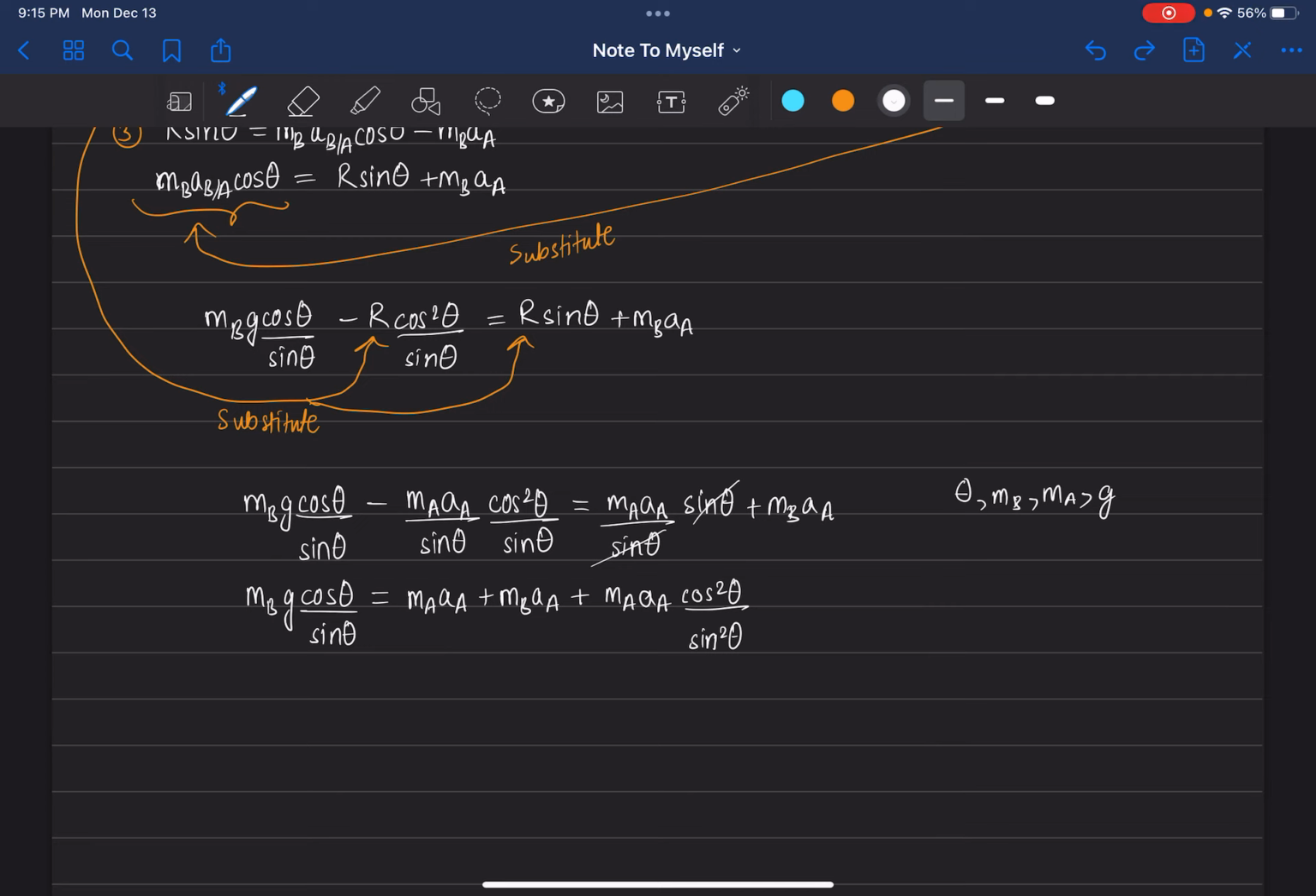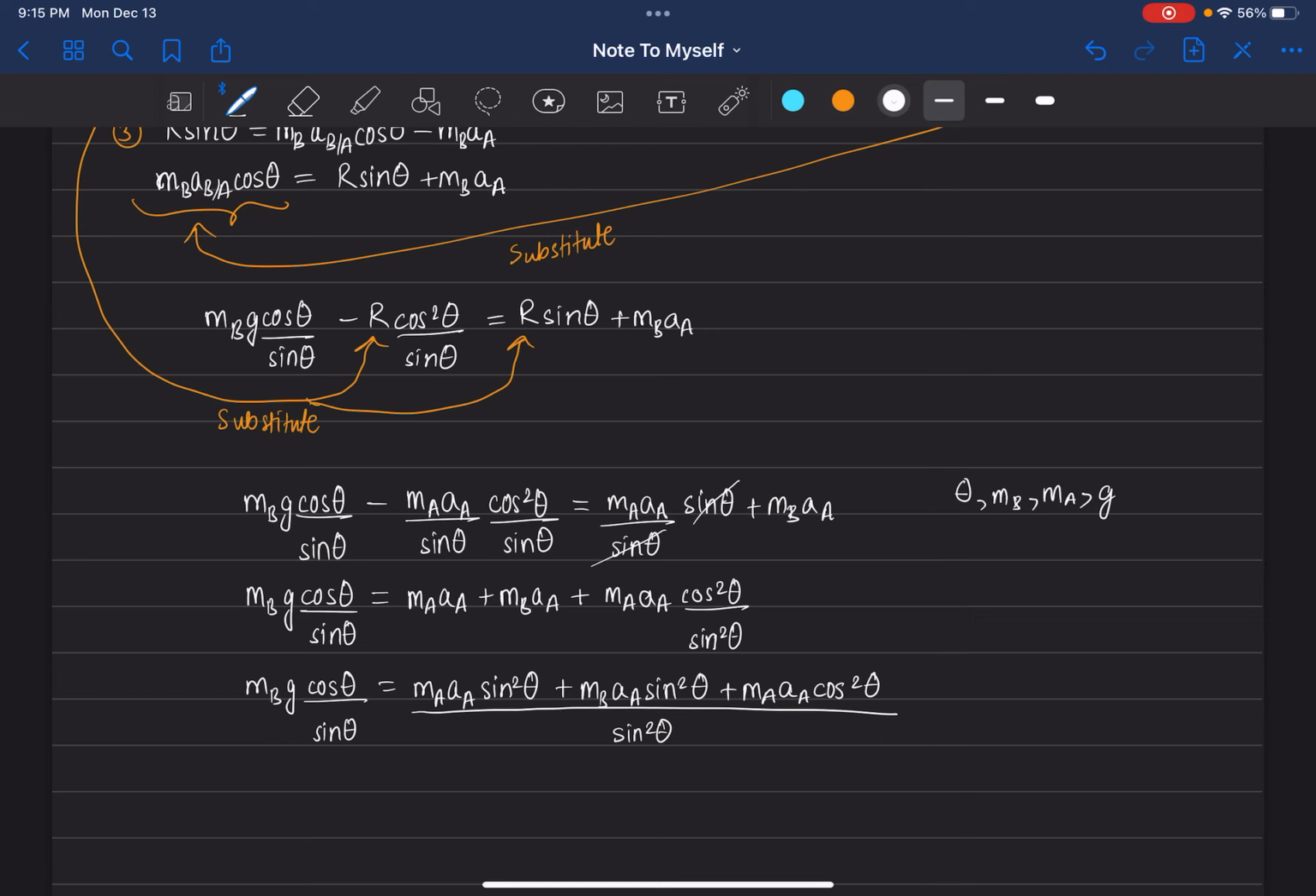Let's see. Okay. m b g cosine theta over sine theta. So the left side, I still leave as the same. But now on the right side, I'm going to take the LCM. Right? I'm taking the LCM in this case. m of a, a of a, sine squared theta plus m of a, a of a, cosine squared theta, all of this divided by sine squared theta. So I basically took the LCM, like the common denominator of everything, right?